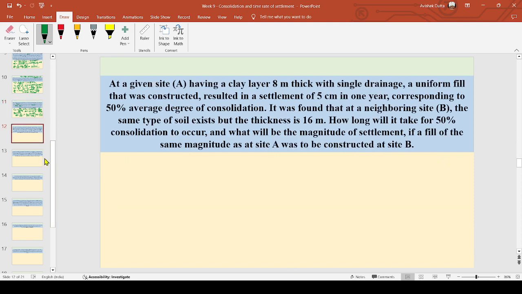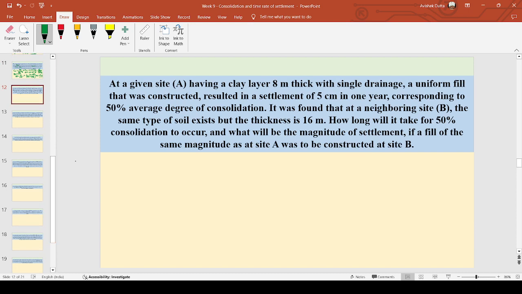Next question. At a given site A, you are asked to find out how long it will take for 50% consolidation, that is the time, and also the magnitude of settlement at site B. First of all, for the same degree of consolidation, that is for the same U, T1 by T2 will be equal to H1 by H2 whole square.